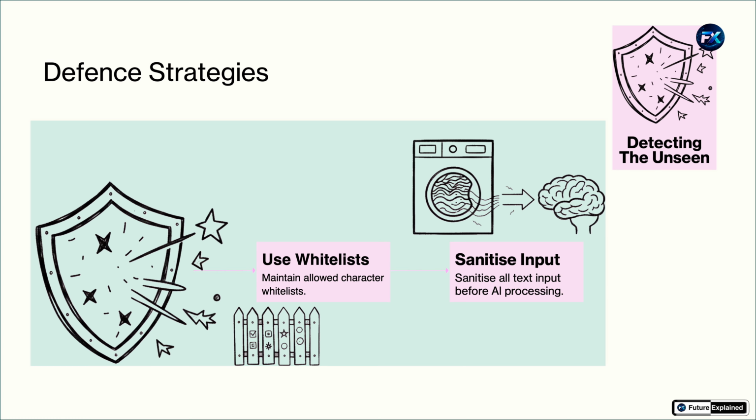Best practices dictate implementing super strict Unicode character filtering. You don't just try to block the bad stuff, you need to maintain an allowed character whitelist so that only expected safe text gets through. But most importantly, any text input that gets fed into an AI, especially files pasted from the internet or provided by outside users, absolutely must be sanitized and stripped of any unexpected zero-width characters to prevent these stealth prompt injections.